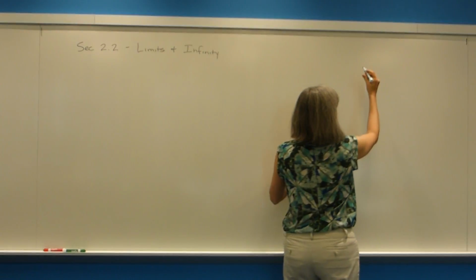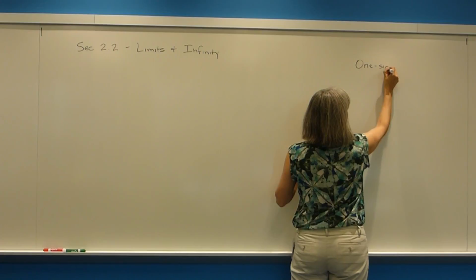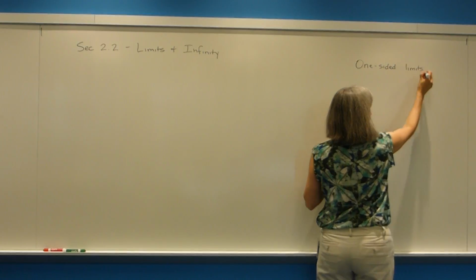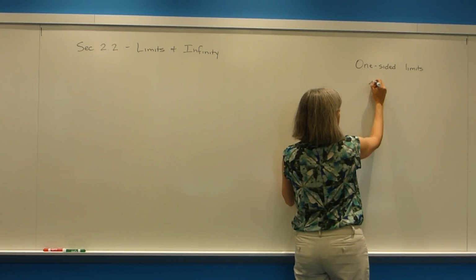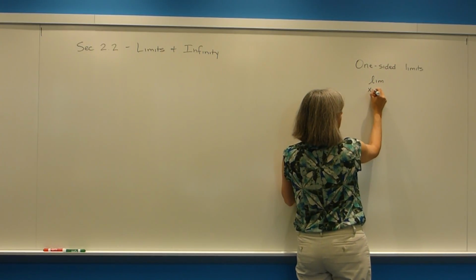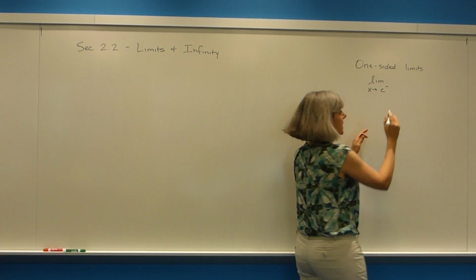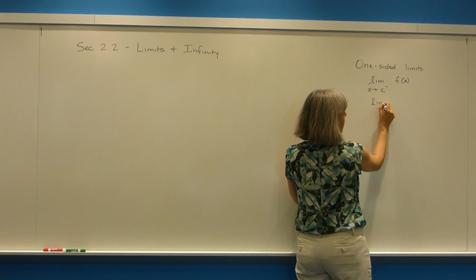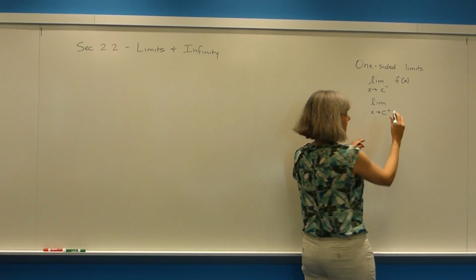We need to remember that we have one-sided limits. We remember that would either be from the left or from the right, and we write them this way. The limit as x approaches a particular value from the negative side, that'd be a left-sided limit, or from the positive side, that would obviously be a right-sided limit.